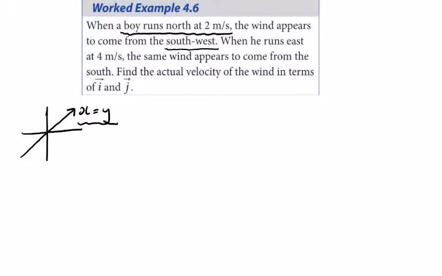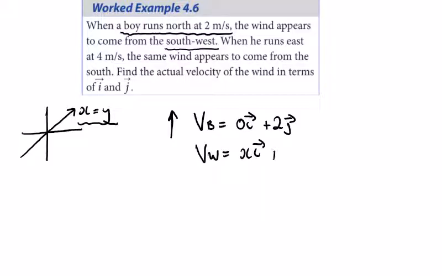When a boy runs north at 2 meters per second, so he's going in this way, the velocity of the boy is going to be equal to 0i, there's no i in the j direction, and then just positive 2j. The velocity of the wind, we'll start off by calling it x in the i direction plus y in the j direction, or a and b, whatever letters you choose to use. So we'll form an equation, the velocity of the wind relative to the boy.